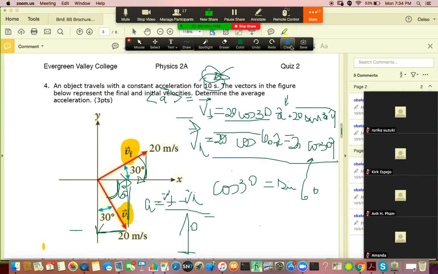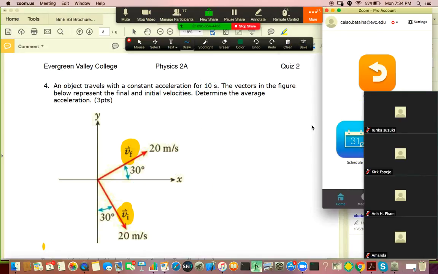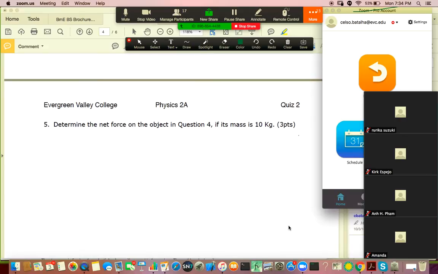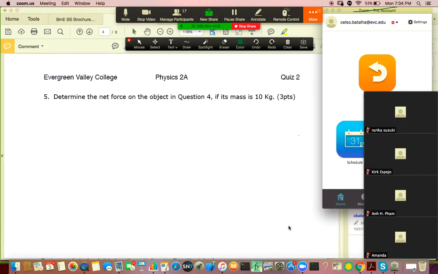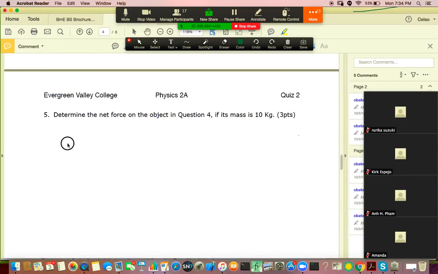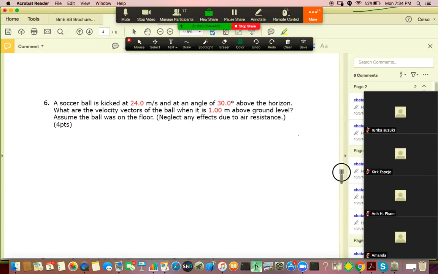Okay, let's go to the next one. Determine the net force. No, forget about net force, we will learn that. So net force was a simple problem. The net force is equal to the mass of the object, which we are learning in the lab now, times the acceleration you got before. That was a simple question.